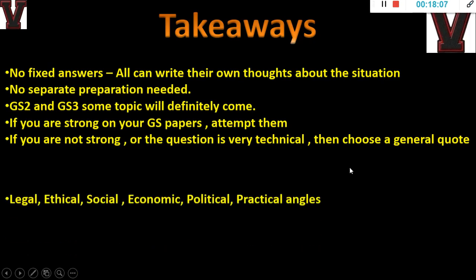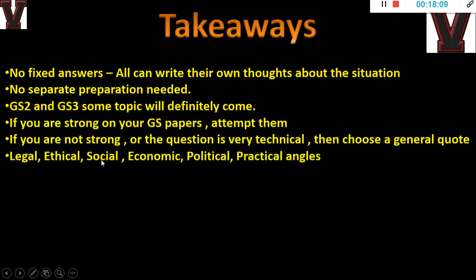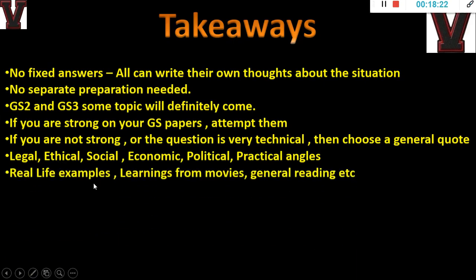So think on things. Now legal, ethical, social, economic, political, practical. These are the different types of angles or dimensions which you can use. I'm just listing some of them, because for any topic which comes, you have to list pointers on all these things.